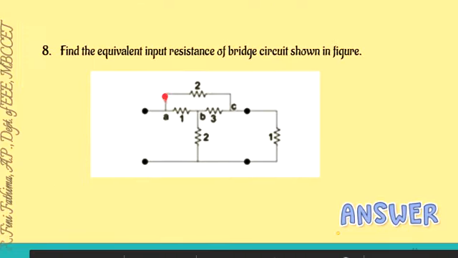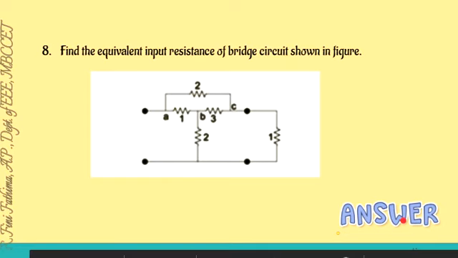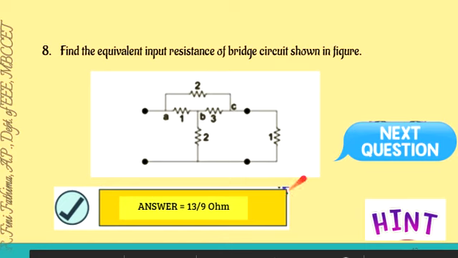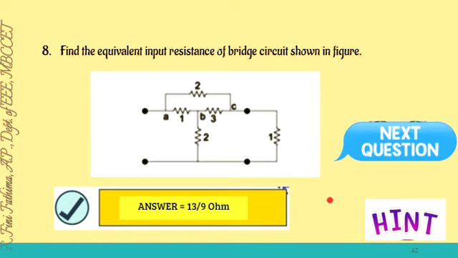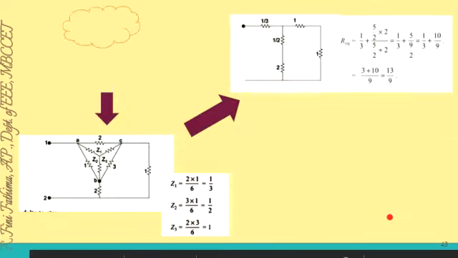Next question is also an important question. Here we can see a delta connection and a star connection. There is a delta here also. So we can choose either of these and convert it to solve this circuit. Let me check the answer. The answer I got is 13 divided by 9 ohm. Shall we move on to the detailed solution?